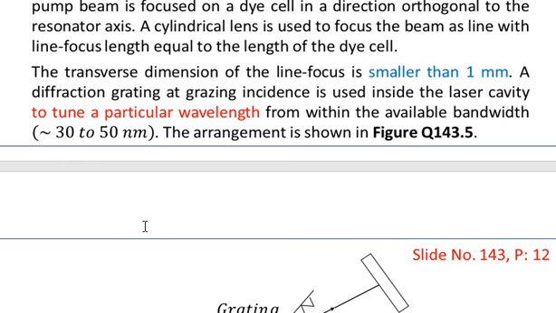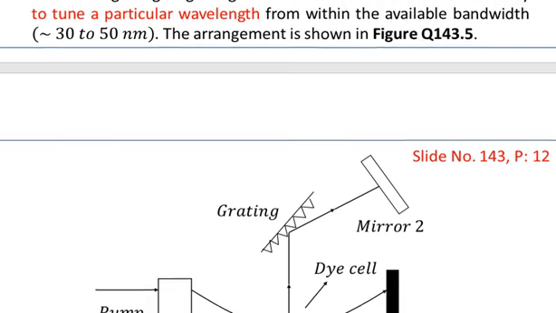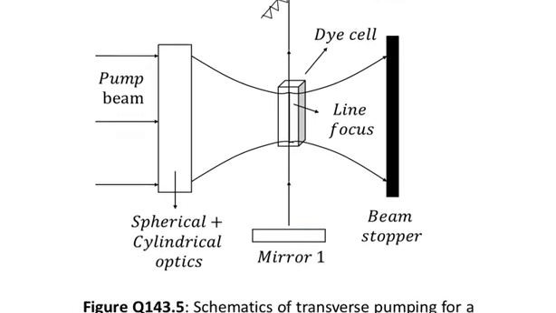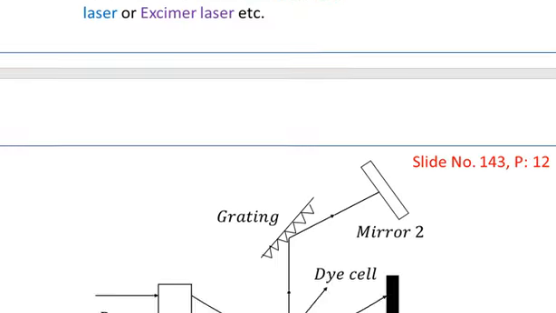A broader wave bandwidth is available, and using the arrangement that I have just shown in figure number 5, you can select any one particular wavelength in the range, for example, from 30 to 50 nanometers. The explanation of this is given in the next paragraph also.